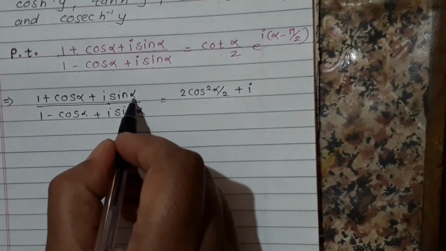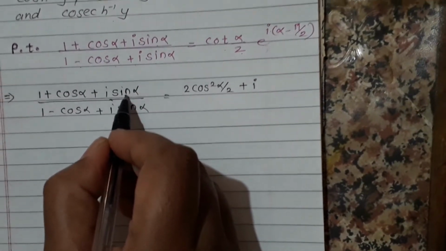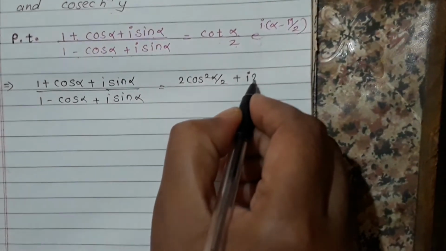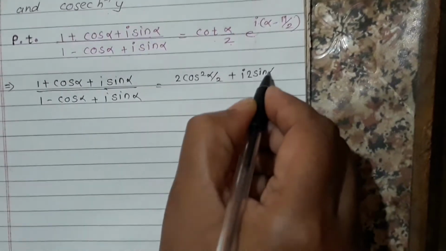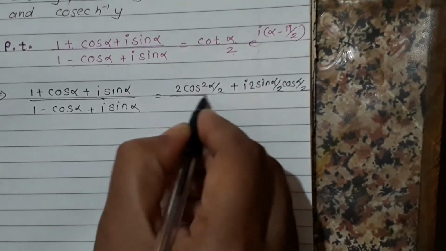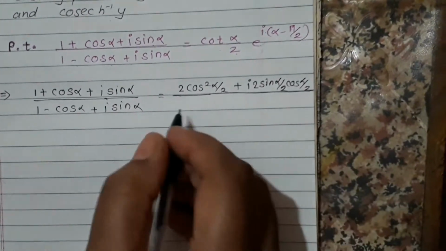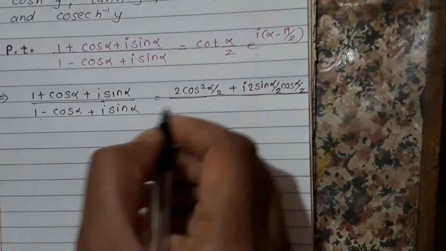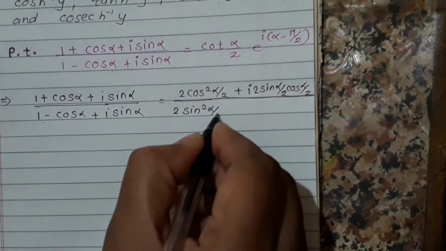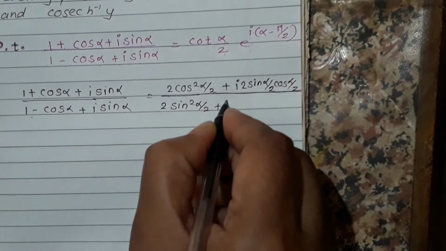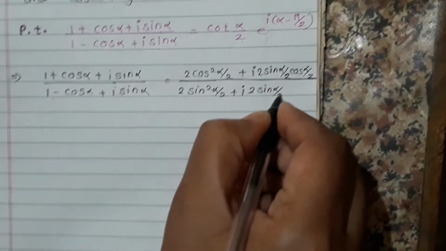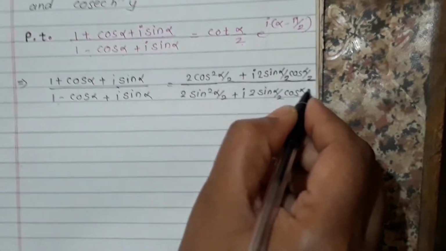Again we have to convert sin alpha into half angle. That sin alpha can be written as 2 sin alpha by 2 cos alpha by 2. In the denominator again we convert in half angle. 1 - cos alpha can be written as 2 sin square of alpha by 2, and again that sin alpha can be written as 2 sin alpha by 2 cos of alpha by 2.